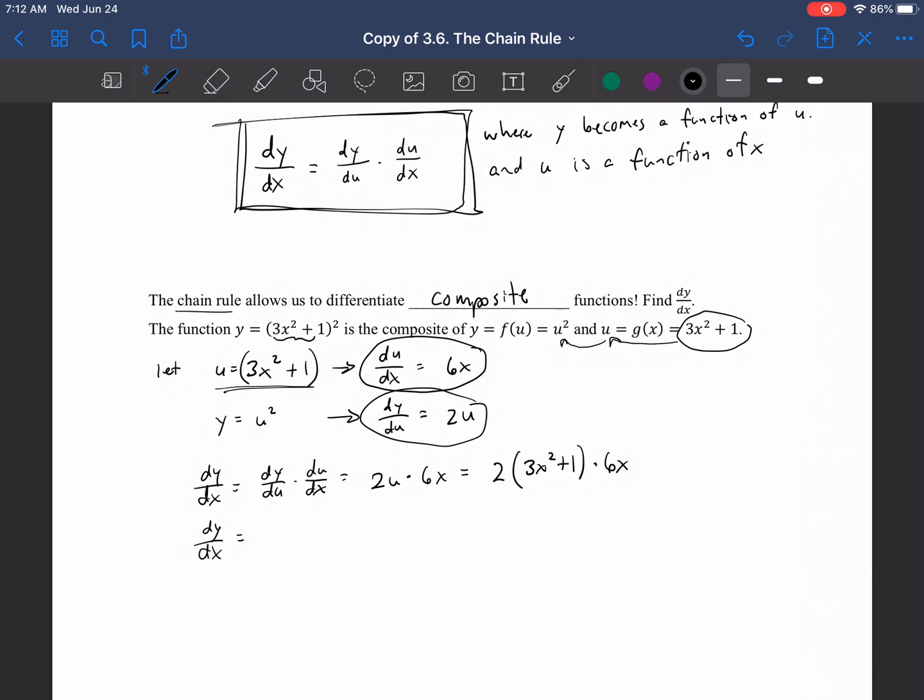get 2 times 3 is 6, right? And then 6 times 6 is going to be 36x cubed, because we had a 2 times the 3x squared times 6x. And then we have 2 times 1 times 6x. So that's 2 times 6x, 12x. And there's your answer right there.